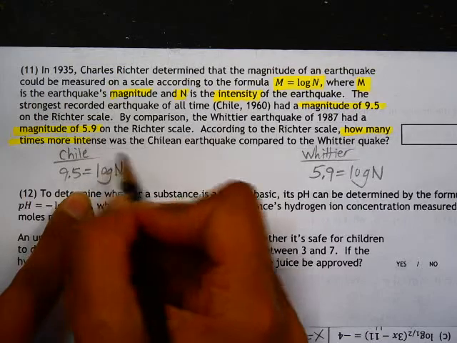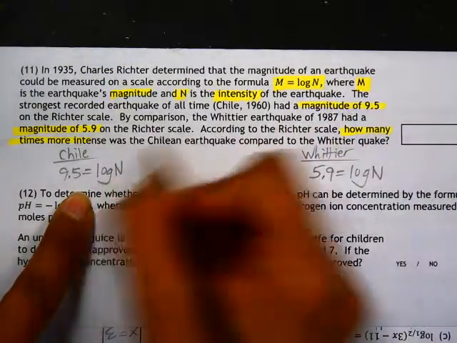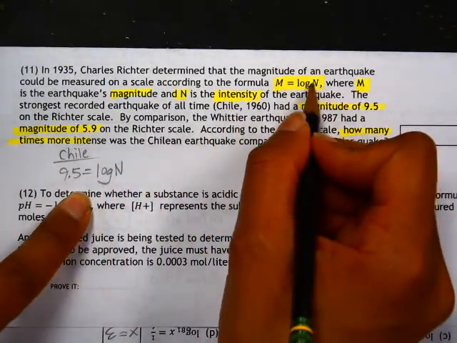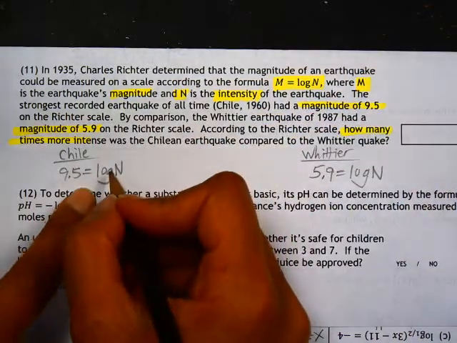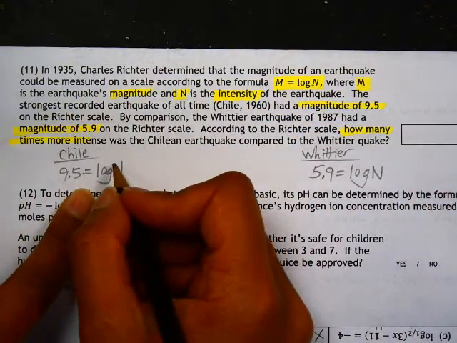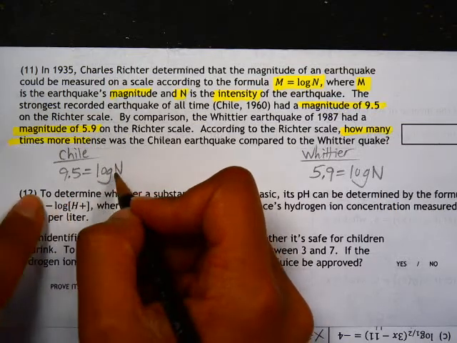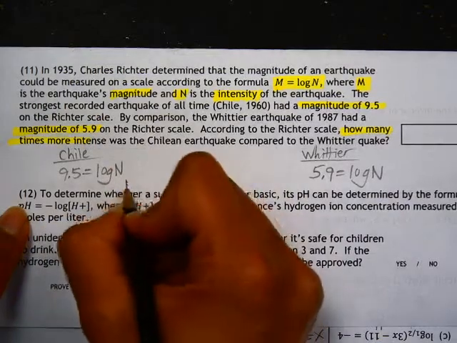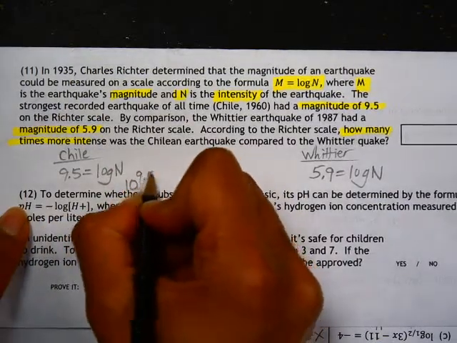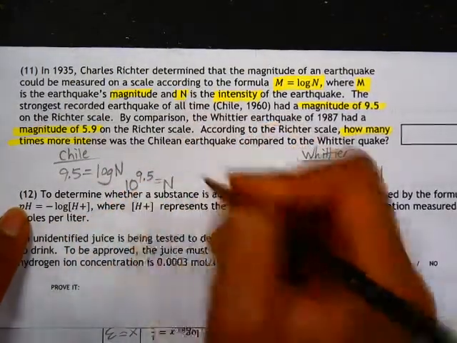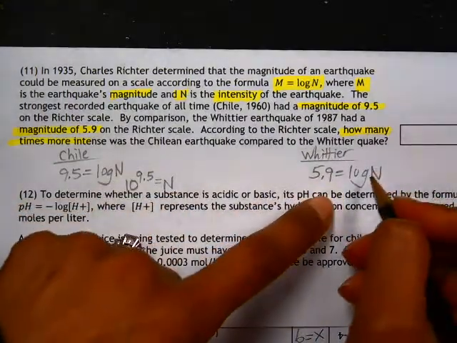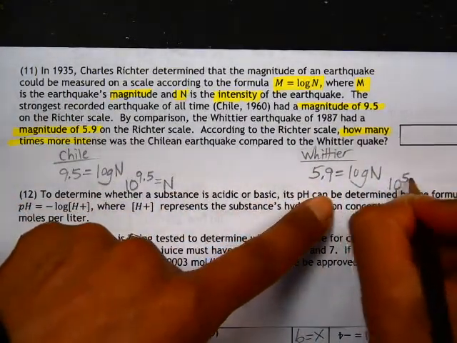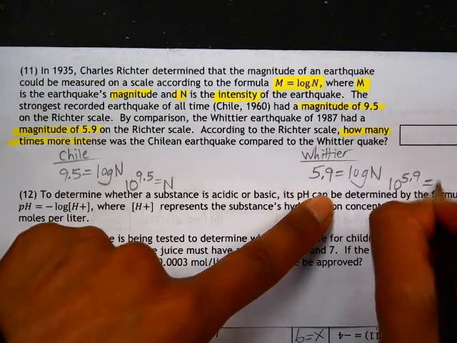Here, since we're not given the base in the problem, we're assuming it's a base of 10. So in this case, we would be determining that 10 to the power of 9.5 is our N value. And then in this case, 10 to the power of 5.9 is equal to N.